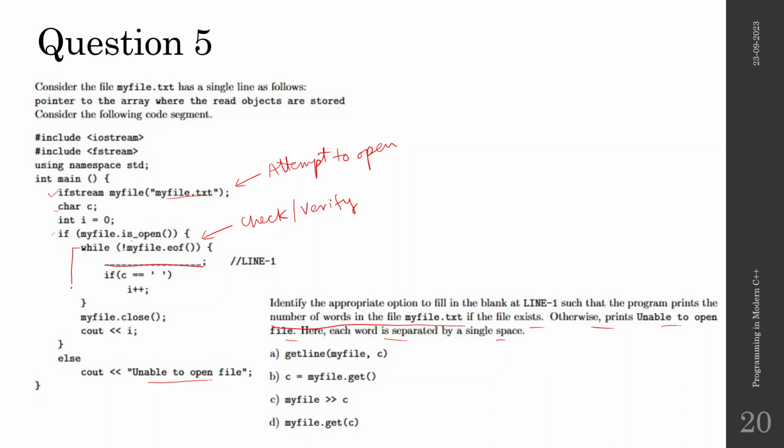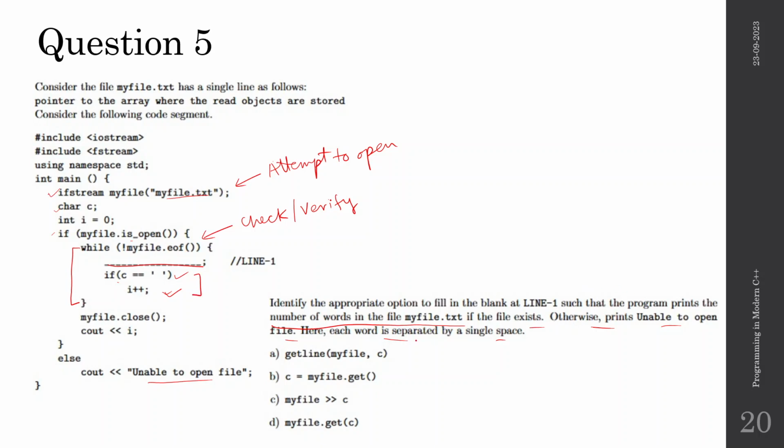Okay, so then in this block we are reading the file line by line. Wait, I mean sorry, we are not reading it line by line. We have to read it character by character. Because if we read it line by line, then we'll count the number of lines, right? But if we read it character by character, then we can check the number of words. So we are reading it character by character, and if the character is a space, then we are incrementing this integer. So these two lines count the number of words.